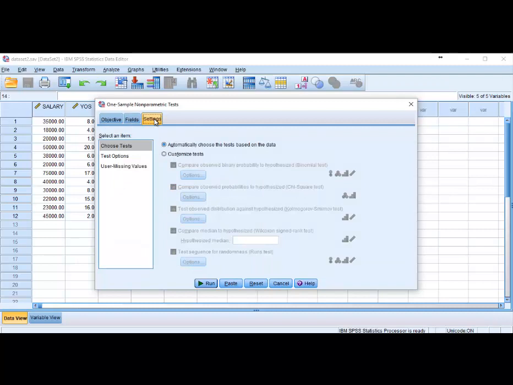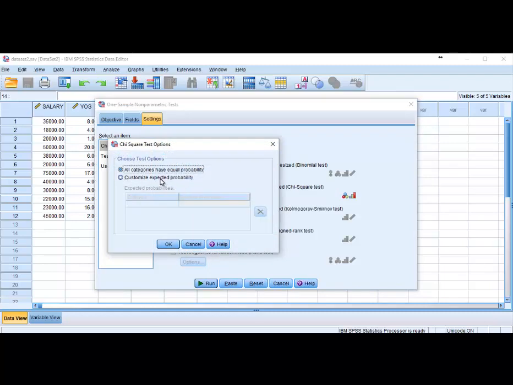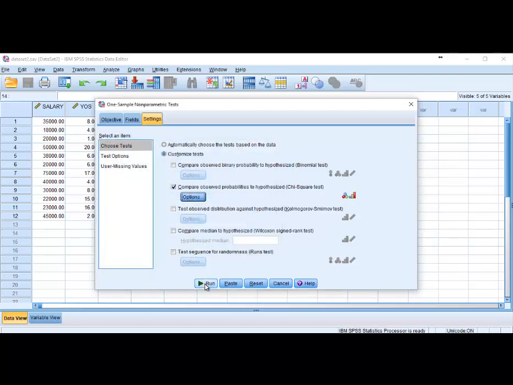And under Settings, we have to say that we want to do custom tests, specifically a chi-square test with options where each different group has a different probability, and category 1 has a relative frequency of 20. Category 2 has a relative frequency of 50, and category 3 has a relative frequency of 30. In other words, we are expecting it to be 20% clerical, 50% technical, 30% professional. Run that test.